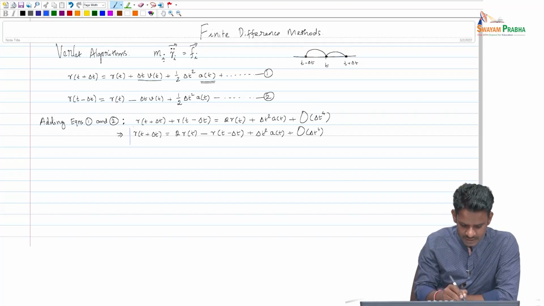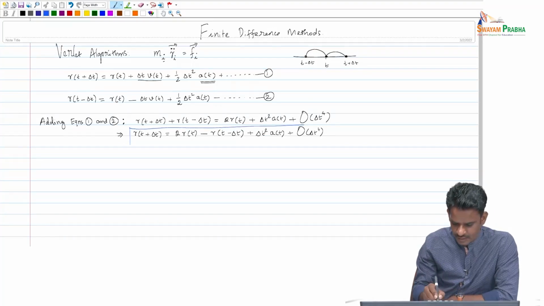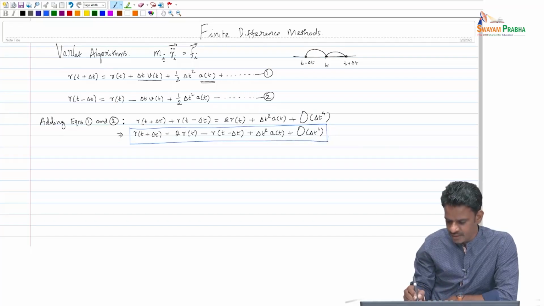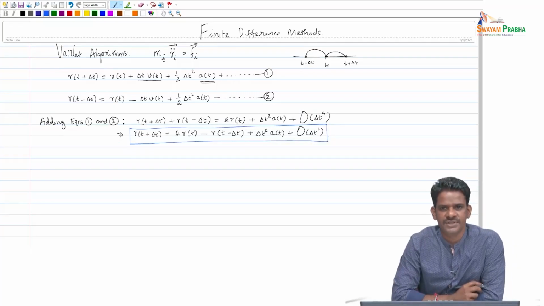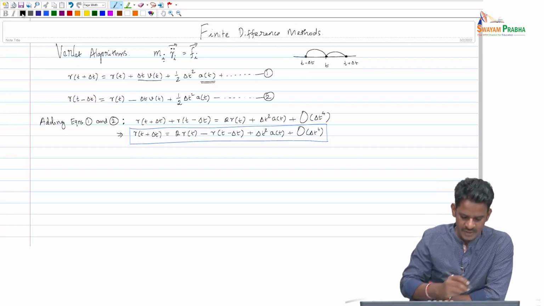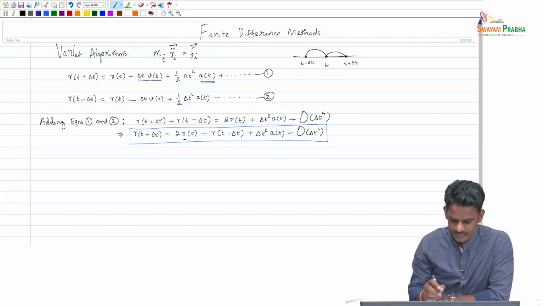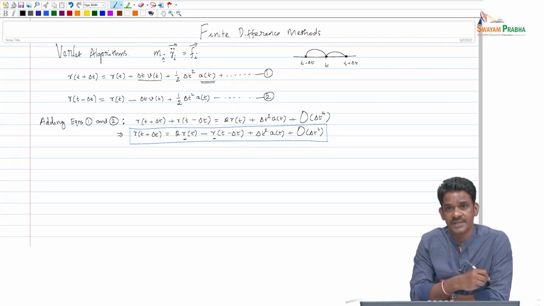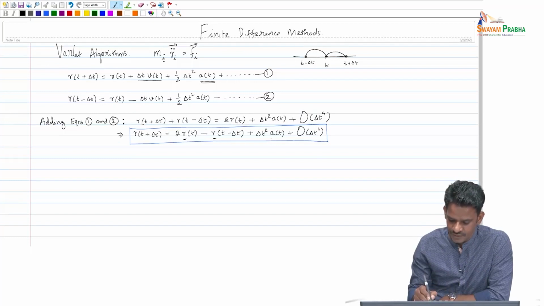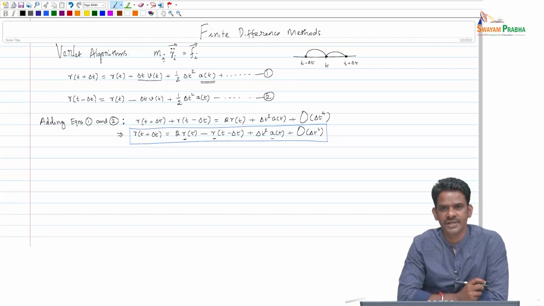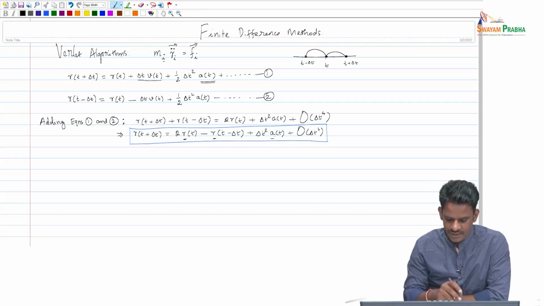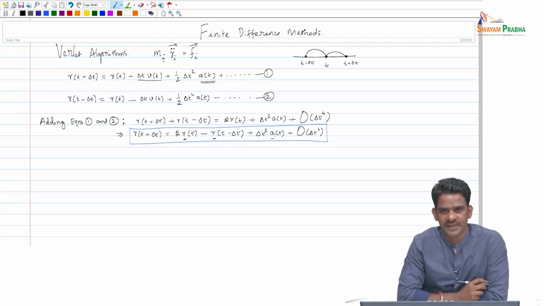So, this is the equation that we use to update the particle positions at time t plus delta t. And if you look at what we are using, it is the current position at time t, the previous position at t minus delta t, and the acceleration at time t. So, these are the quantities we use to update particle positions.